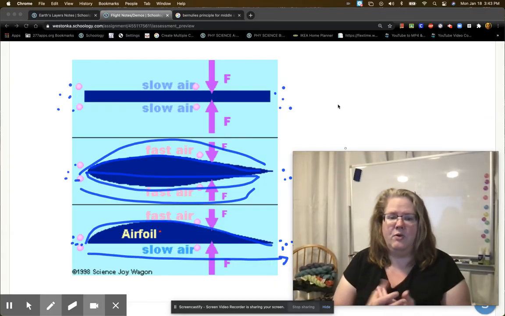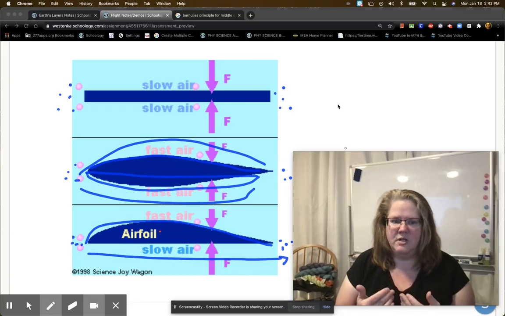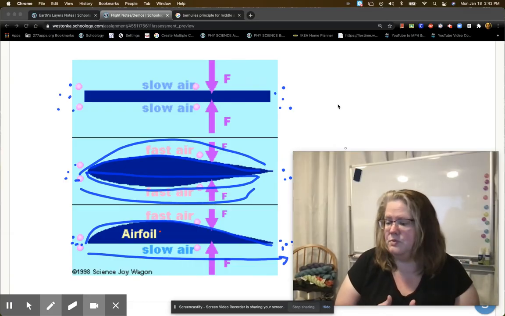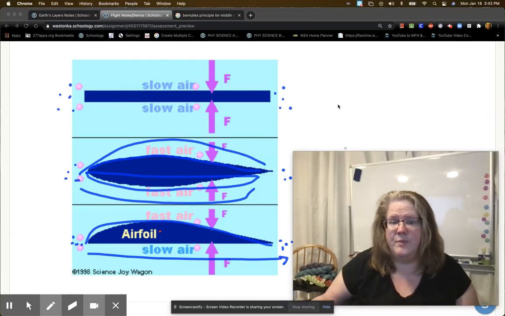Atmospheric pressure is really powerful, and so differences in pressure, once you start to play with it here, can create quite a bit of lift, enough lift to raise an airplane into the sky.